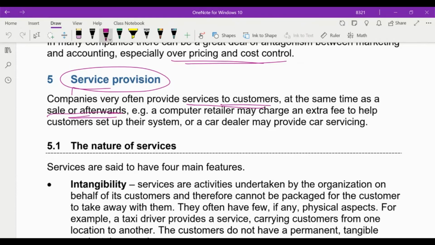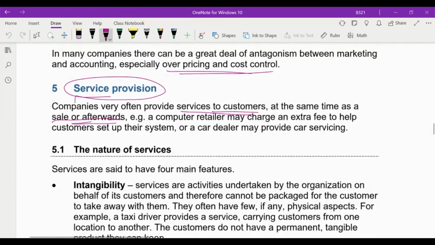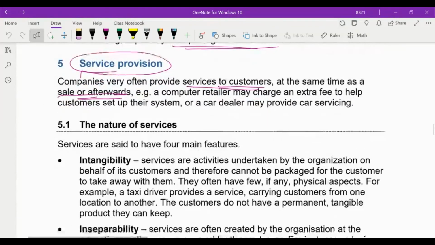You may be charging some extra fees, but they will come to you because the computer is coming from you. Who knows the computer better than you, right? Or it happens in case of car or motor vehicles as well. So once a car or motor vehicle is sold, the servicing is required for that vehicle from time to time. It is provided generally by the agency who's selling it in the first place. So that service provision forms part of output of any business.